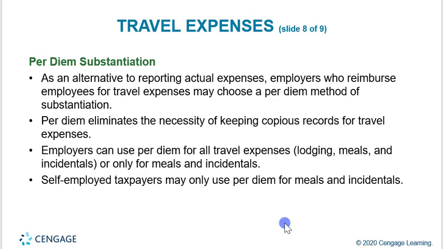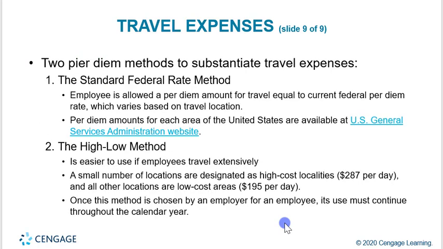And so per diem works the same way as a standard rate if you're using a vehicle. The per diem is typically a federally set number, depending on the city or state location where you're going, that you can use for meals and incidentals for the day without having to calculate or keep actual expense records. And so, two per diem methods to substantiate travel expense.